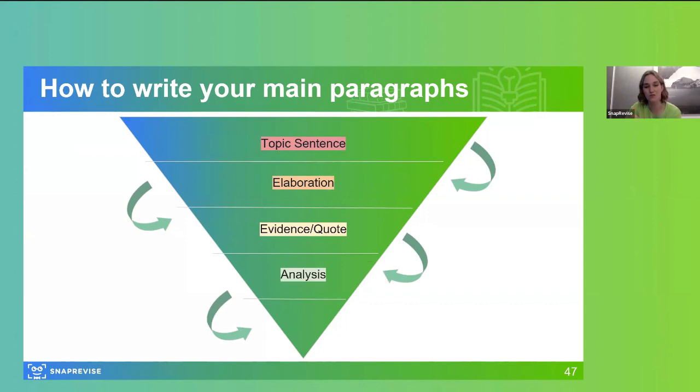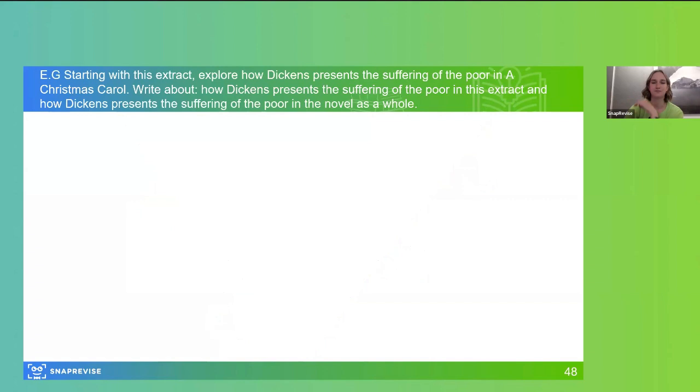You then have your analysis of that quote, and then you link it back, you tie a little bow around it, and you say, here you go, that was my main paragraph. So as you can see, it's kind of just a more fleshed out version of PEA, but this time it's TEEAL. So we will have a look at how that would work. There we go.